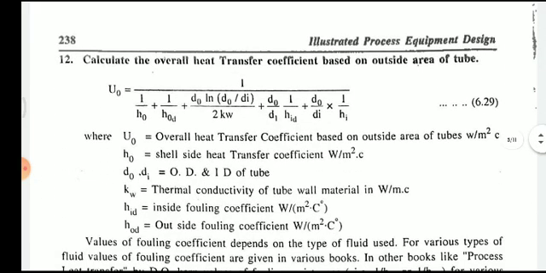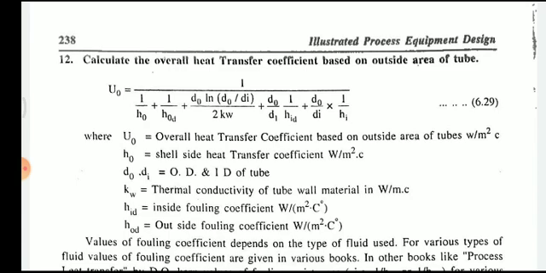Okay, then the second thing is to calculate the overall heat transfer coefficient. So this one we also discussed in the heat transfer subject. Okay, so remember that 1 upon U is equal to 1 upon h0 plus 1 upon h0d plus d0 into ln d0 by di upon 2 kw plus d0 by di into 1 upon hid plus d0 by di into 1 upon hi.